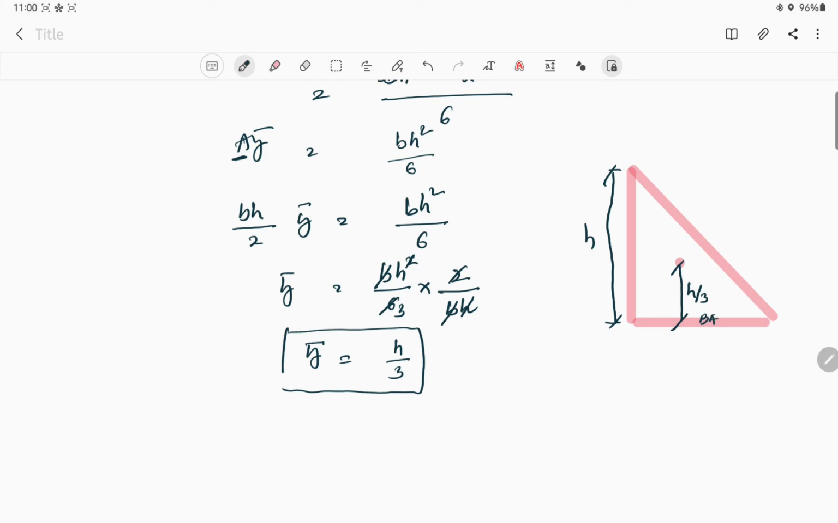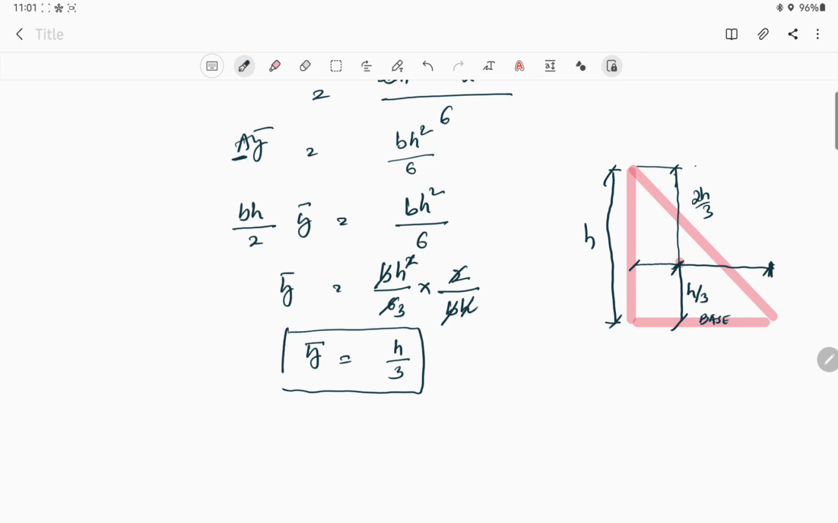This is my base. Okay, and what will be this distance? This distance will be h minus h by 3, that is 2h by 3. Okay, this is how we calculate the centroid of a triangle. So this is about height. Okay, what will be this distance? And what will be this distance? So these two distances we have to calculate.